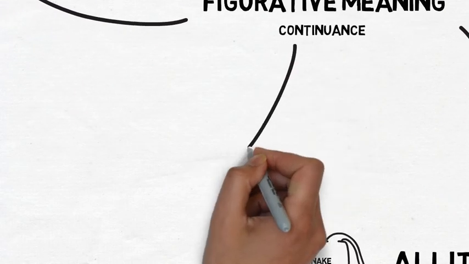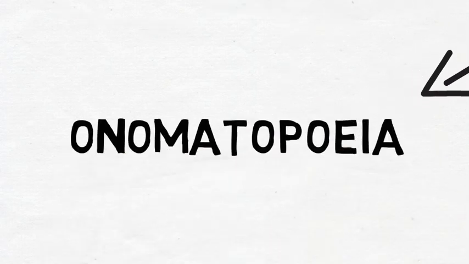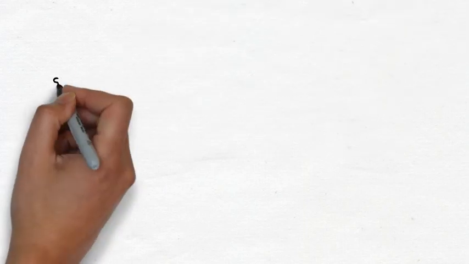Okay, go to the next one. Right, we call it onomatopoeia. Onomatopoeia is different from simile, metaphor, personification, and alliteration. What is the difference?